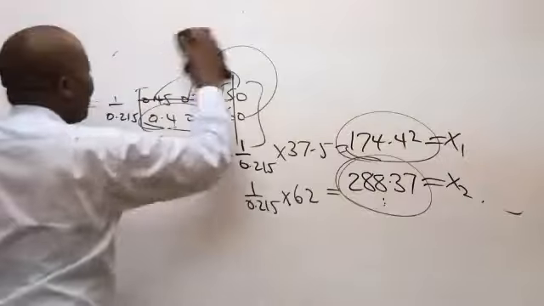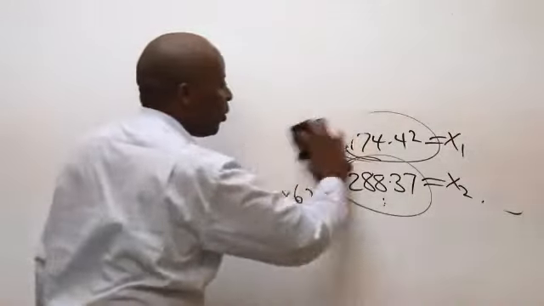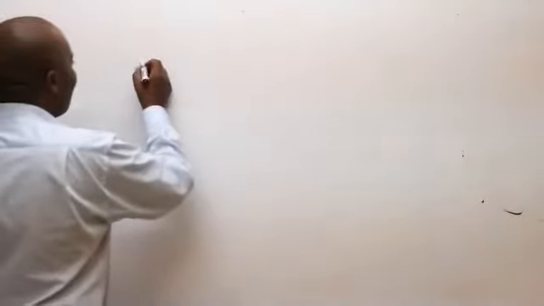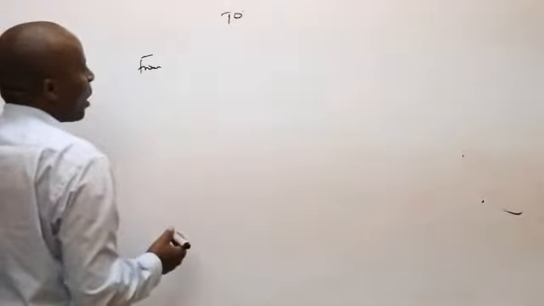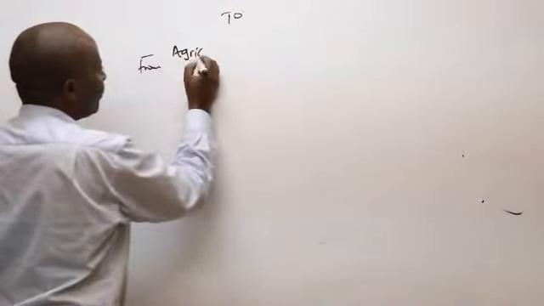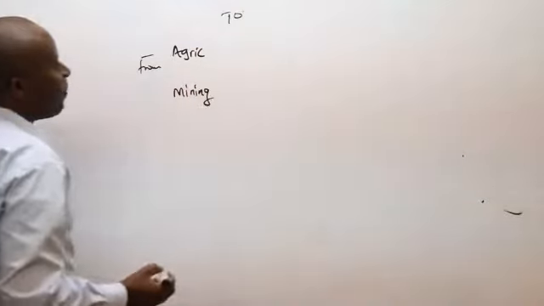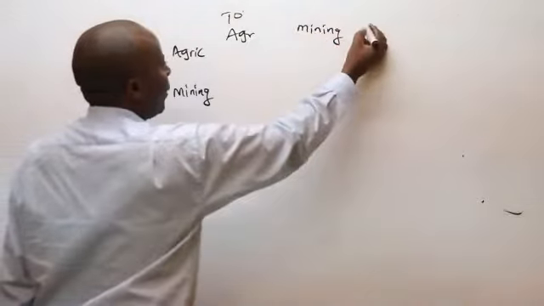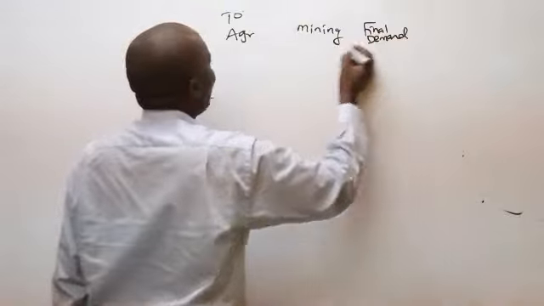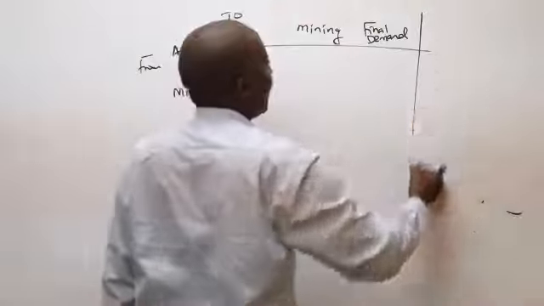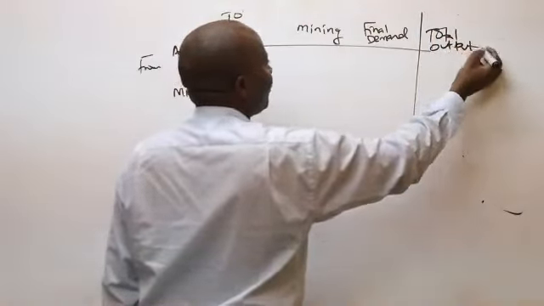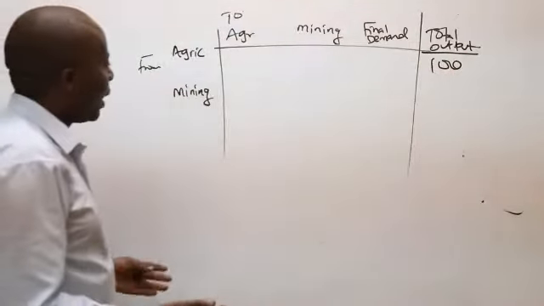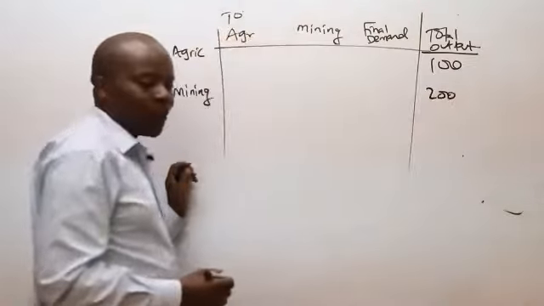Now, ladies and gentlemen, listen. Your examiner will never give you A directly like that. What your examiner will do is come and give you this kind of a question. We have here from, and we have 2 sectors, agriculture and mining. We have the same matrix here, agriculture, mining. Then we have the final demand, and the total output. It'll tell you that agriculture in the year produced 100 million kilograms, and for example, mining produced 200 kilograms of limestone.